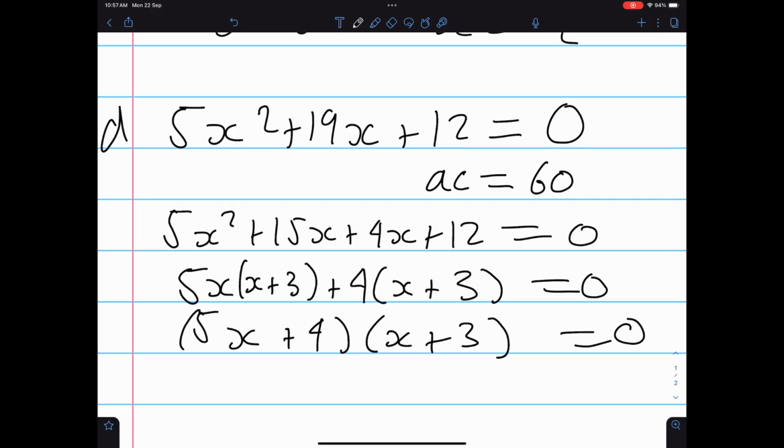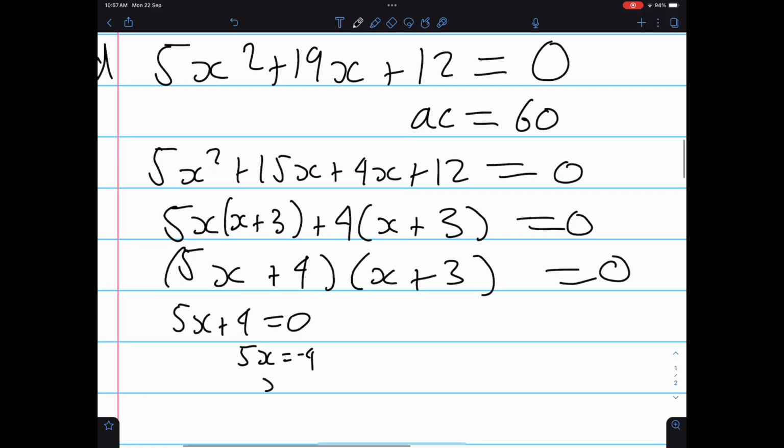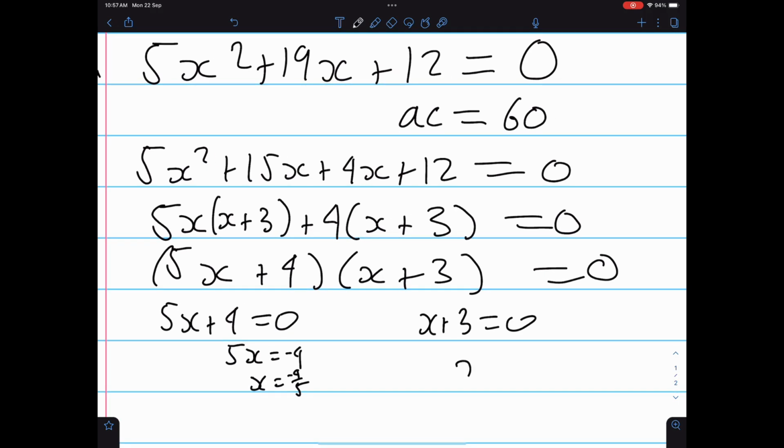And now we're looking at something a bit more familiar. So 5x plus 4 can equal 0, which means 5x is minus 4, and so x is minus 4 over 5, or x plus 3 equals 0, and x equals minus 3.